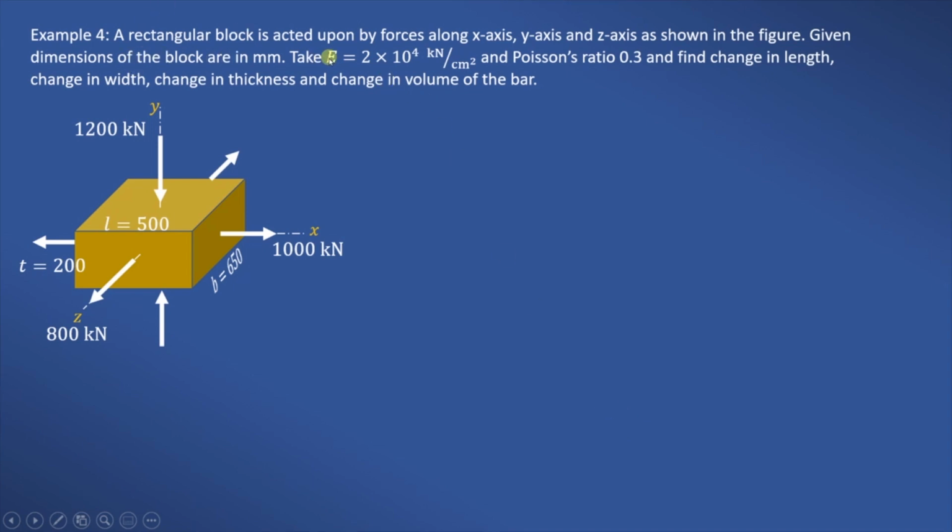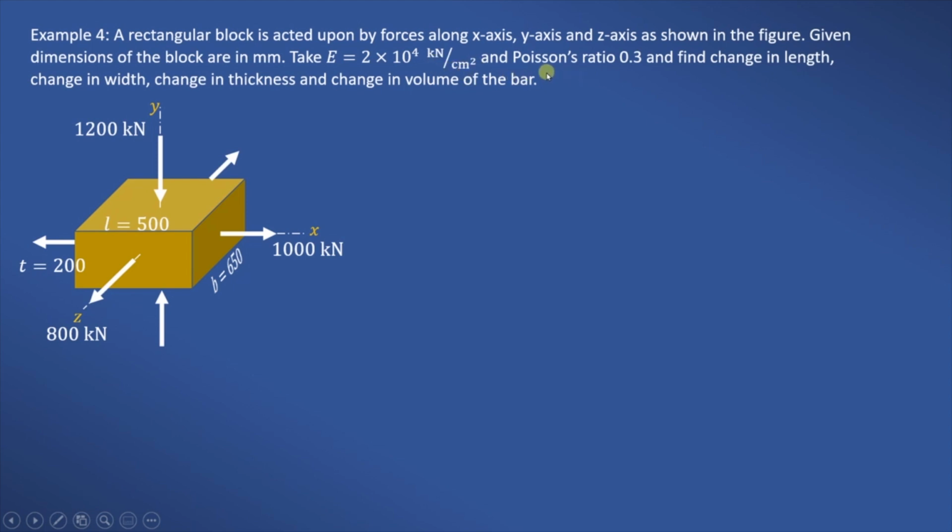A rectangular block is acted upon by forces along x-axis, y-axis and z-axis as shown in figure. Given dimensions of the block are in millimeter. Take Young's modulus 2 into 10 raised to 4 kilonewton per centimeter squared, that is 2 into 10 raised to 5 Newton per millimeter squared. Remember, 2 into 10 raised to 5 Newton per millimeter squared. Be careful about unit. Here the value of Young's modulus is given in kilonewton per centimeter squared. I have seen many students making mistakes in units, so be very careful about this.